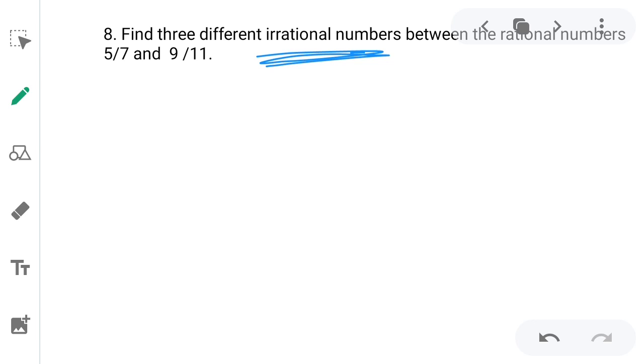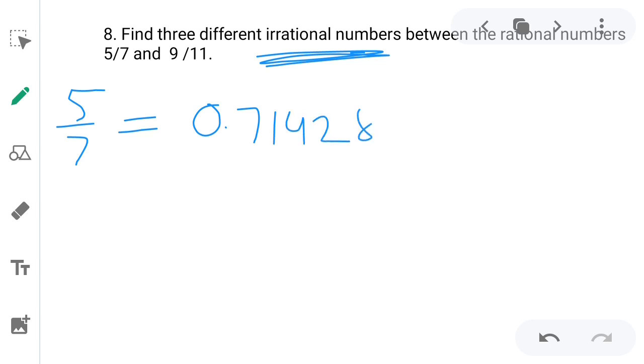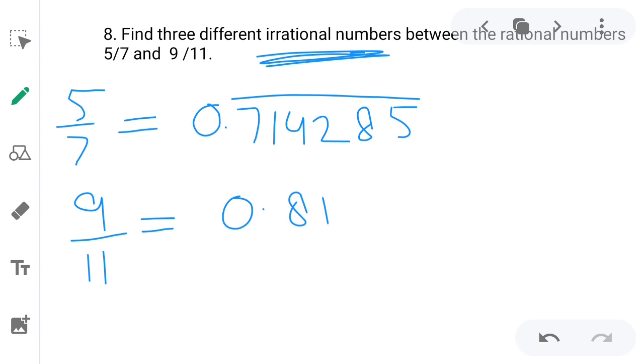But when they ask for irrational numbers, what we have to do is divide these fractions, 5 upon 7. We will use the division method and write this in a decimal expansion, which will be 0.714285 with a bar on it. That means this block will be repeating one after another without any end, on and on. And the other is 9 upon 11, 0.81 with a bar on it, meaning it will come like this, 0.81 81 81 and so on. They are asking for irrational numbers between them, so you have to write numbers which lie between these two.